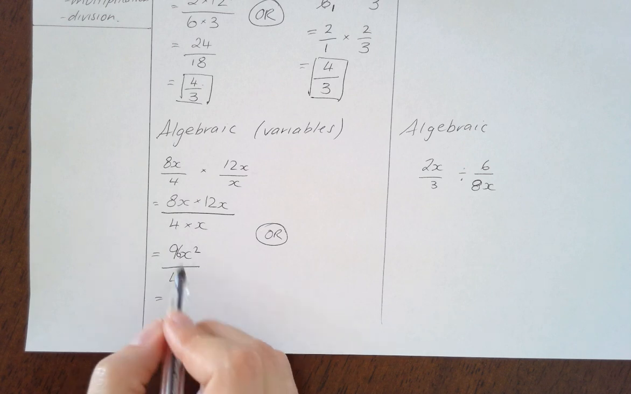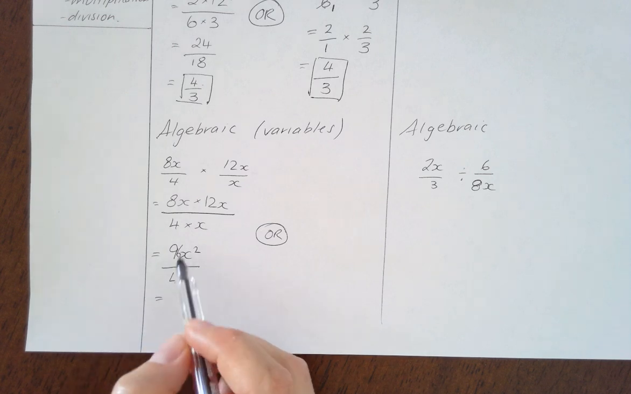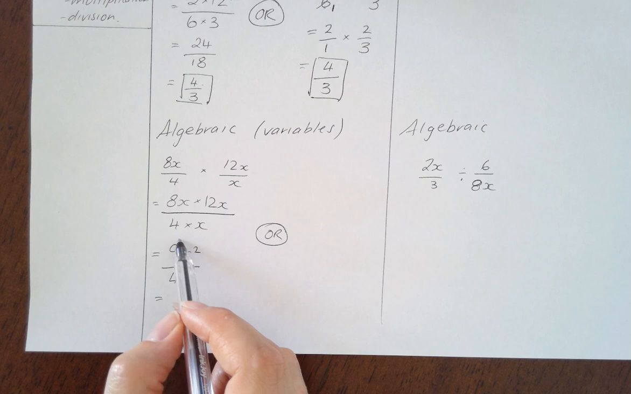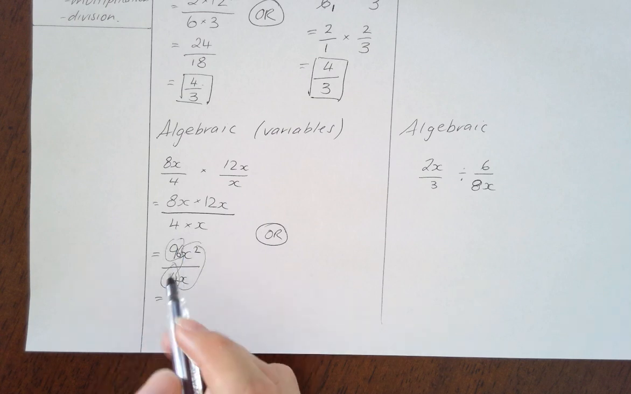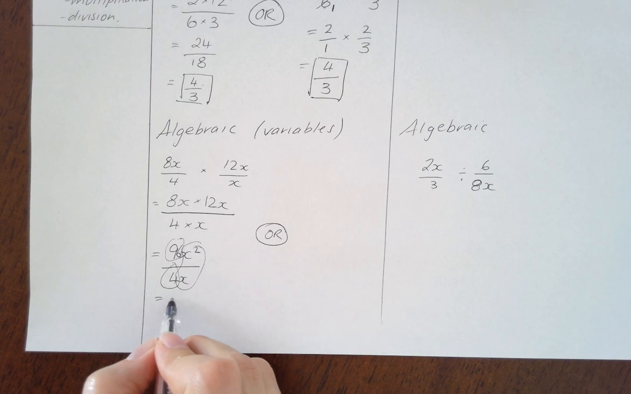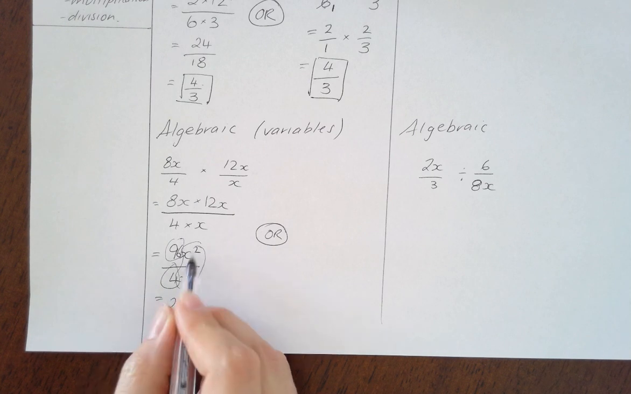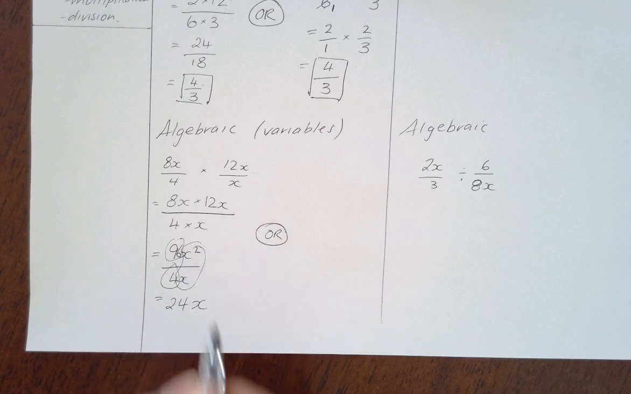Now we have to think, once again, just like we cancelled in our previous video, we need to work with our numbers and we need to work with our letters. 96 is a pretty big one. 96 divided by 4 is actually 24, and x squared divided by x gives us x.